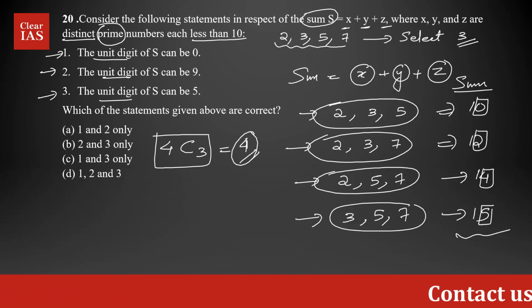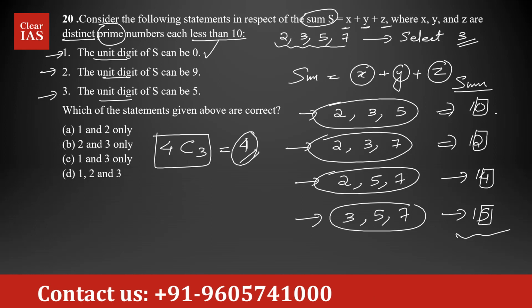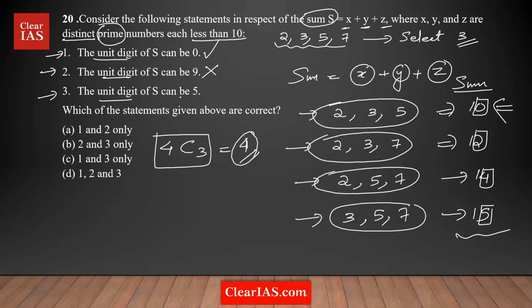Statement 1 says that the unit digit of S can be 0. Yes, this is true. In the first case, it is true. Second one: the unit digit of S can be 9. No, it's not possible. In none of these cases do we see a unit digit 9. You can say this is not correct. Statement 2, you can eliminate. Third one: the unit digit of S can be 5. Yes, it is also possible. In the last case, it's possible. So 3 is also correct.